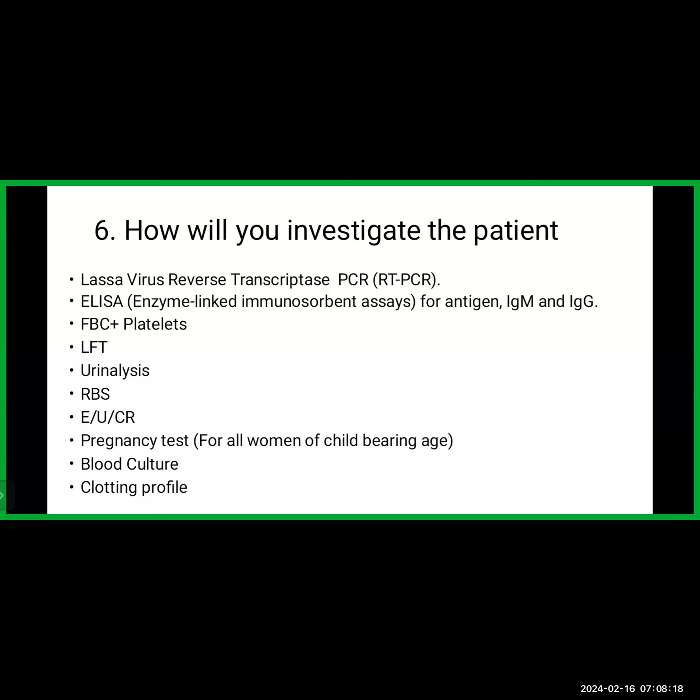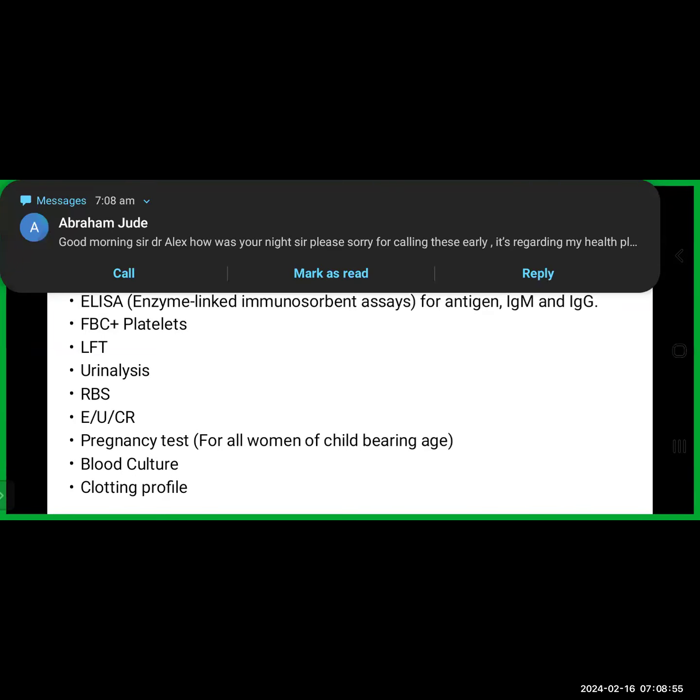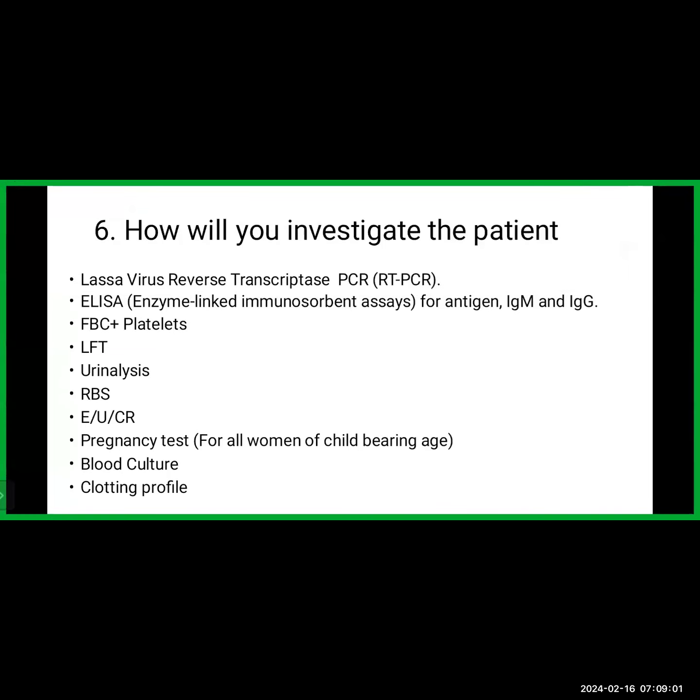How will you investigate this patient? I want to do a Lassa fever reverse transcriptase PCR. This usually has a higher yield than the ELISA for antigen or IgM. I would also want to do a full blood count, in which the patient will likely have a low PCV, and the platelets may also be reduced because Lassa fever causes endothelial dysfunction. Then I would want to do a liver function test, in which the liver enzymes like AST and ALT would likely be elevated. Then the bilirubin would also be elevated because it causes hemolysis. I want to do a urinalysis also in this patient. Most likely the patient is going to have the presence of blood in the urine.